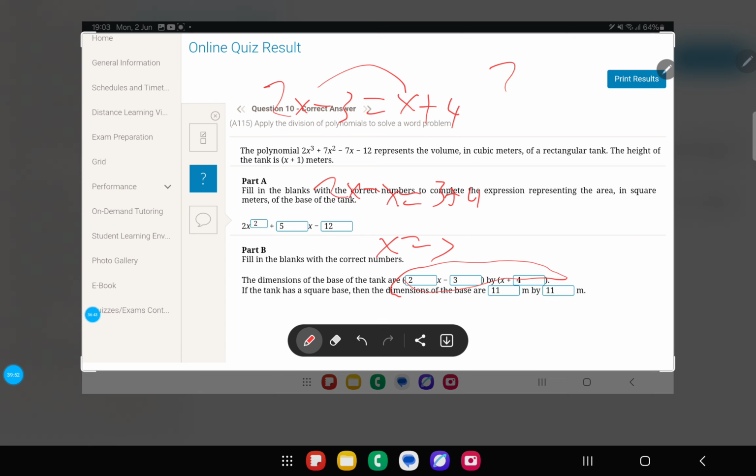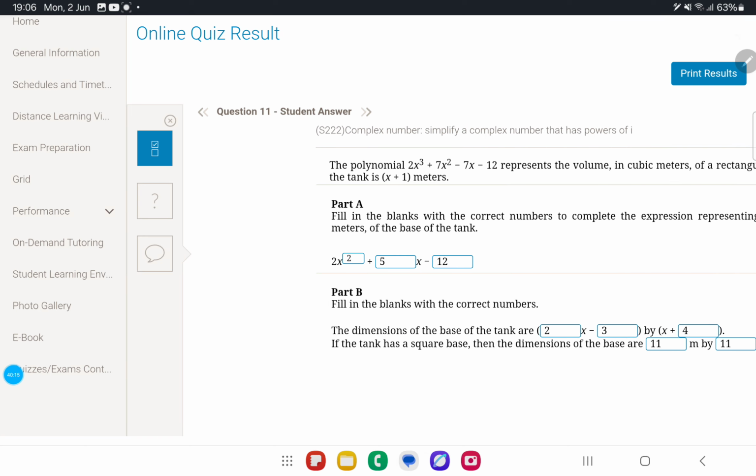For the first one, 2x minus 3. We substitute 7 for x, it becomes 14 minus 3 equals 11. That's for the first one. Now for the second one, x plus 4. We substitute 7, it becomes 7 plus 4 equals 11. And that's the second one. That's it. It's very simple.